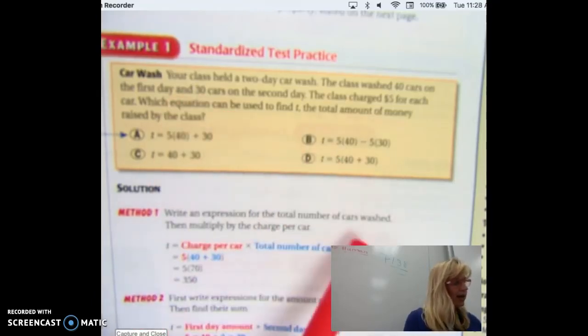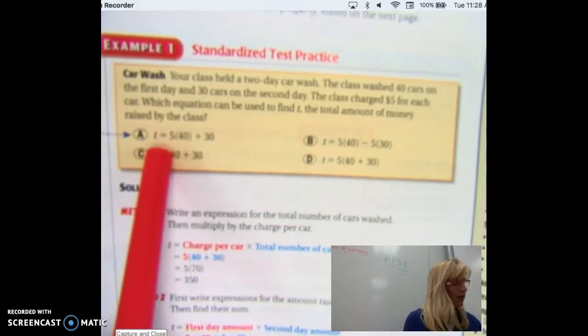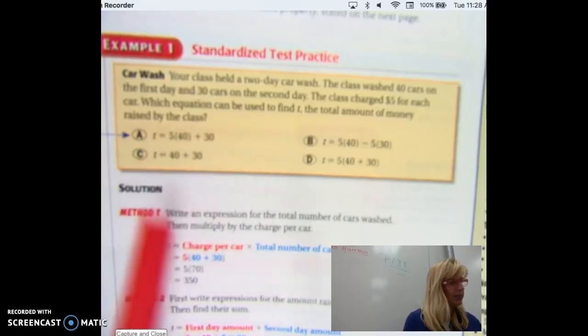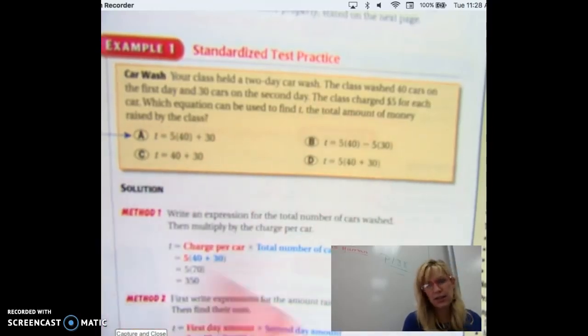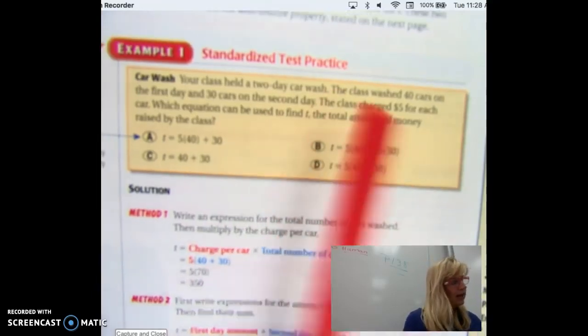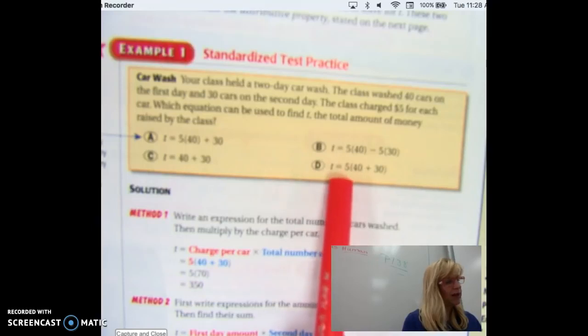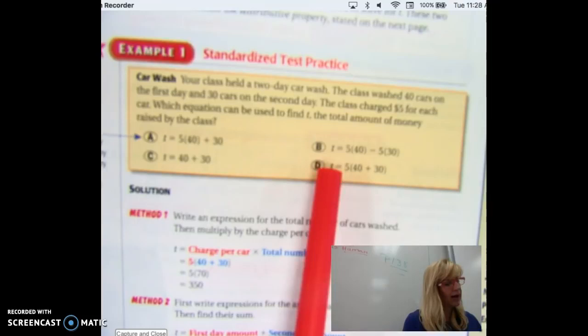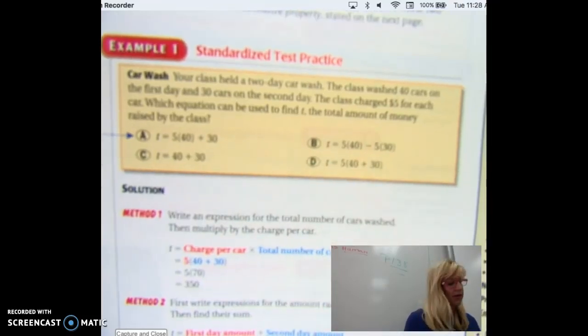So if I look through here, this one doesn't have the times 5. This one only has the 40 times the 5. This one is subtraction, which doesn't make any sense at all. So D looks to me like you're adding the number of cars up, and then you're going to multiply that quantity times 5. Or you could do 5 times 40 plus 5 times 30, and you would get the same answer either way.